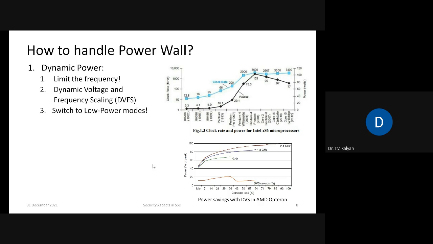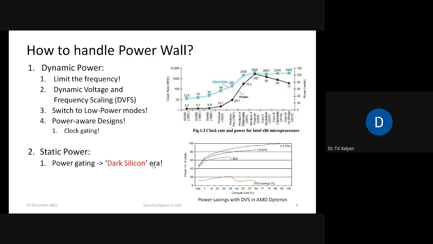At the same time, we had the notion of low power modes, and this overall brought power aware designs into the picture. No longer was power a free lunch. Accordingly, we had clock gating and frequency gating, which we have already seen, and logic gating also. On the static power front, the only way was not to switch on all the transistors, and because of this, some portion of the chip was always in the off mode. That's where the notion of dark silicon has come.